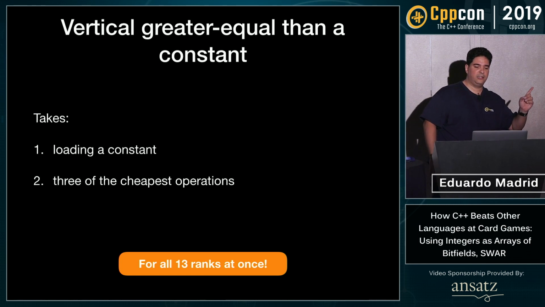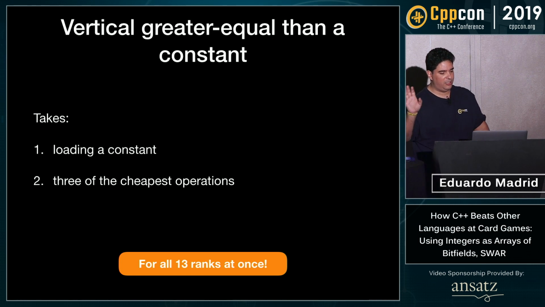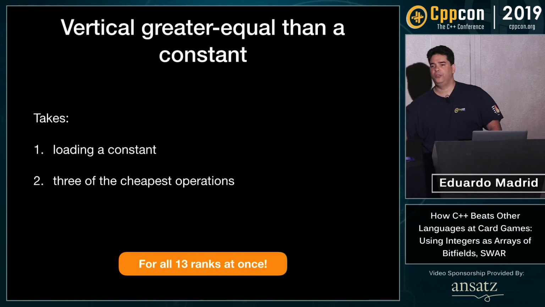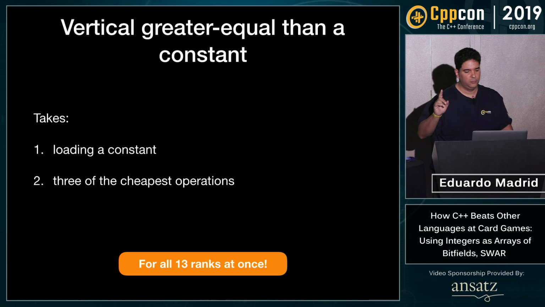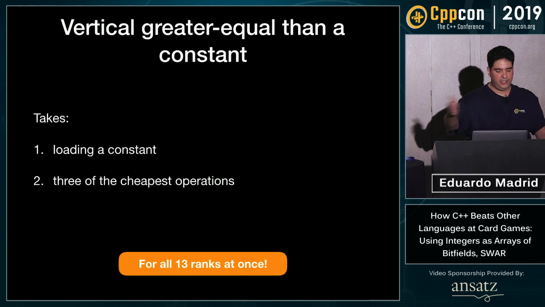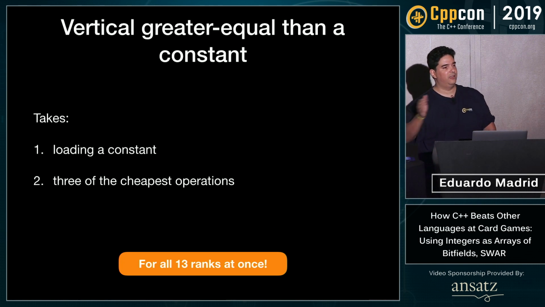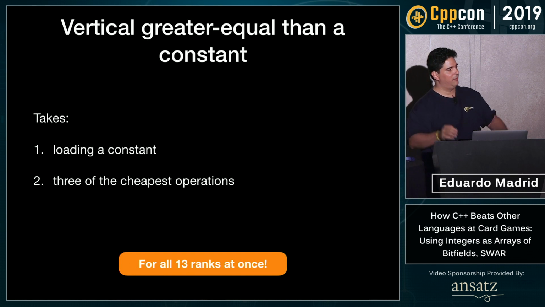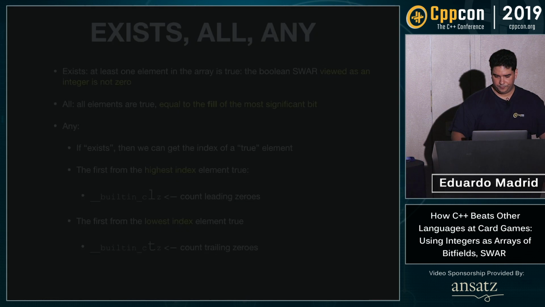Now, what is the cost of that? To load a constant and 3 of the cheapest operations that the processor offers. With that, which probably should take about 1 cycle, you get all 13 ranks at once. The vector, the 13 booleans at once.